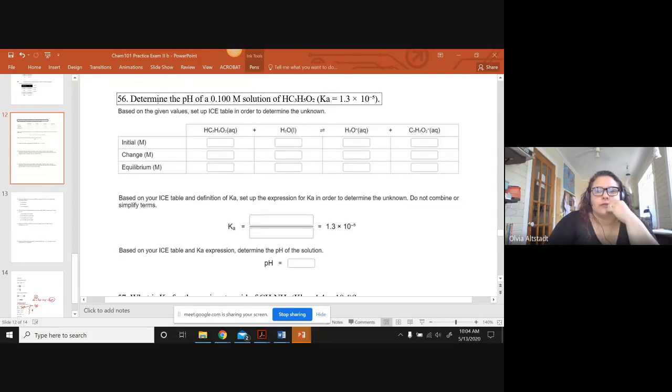So let's try to figure this out. Determine the pH of a 0.1 molar solution of this acid. Now this is an acid, and it's a weak acid. I know it's a weak acid partly because it gives me a Ka. Also, it's not one of the six strong acids, right? So this is a weak acid.